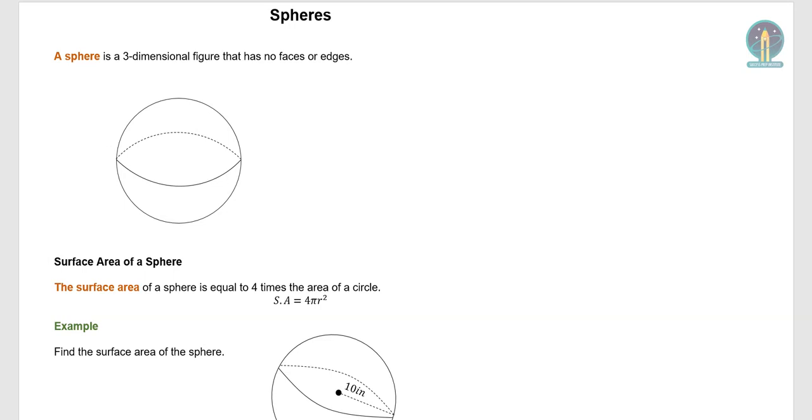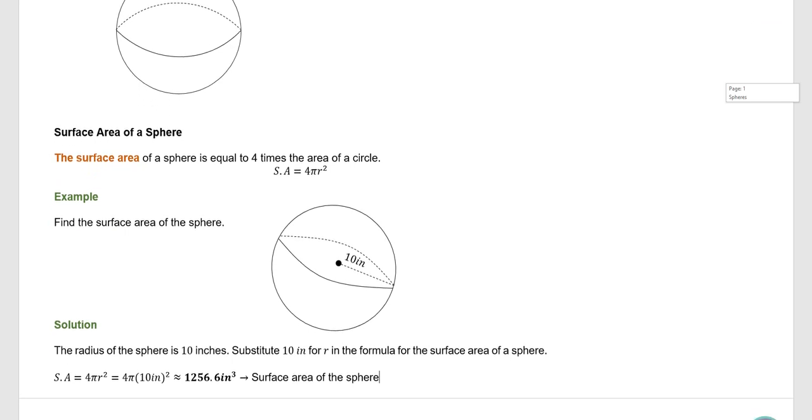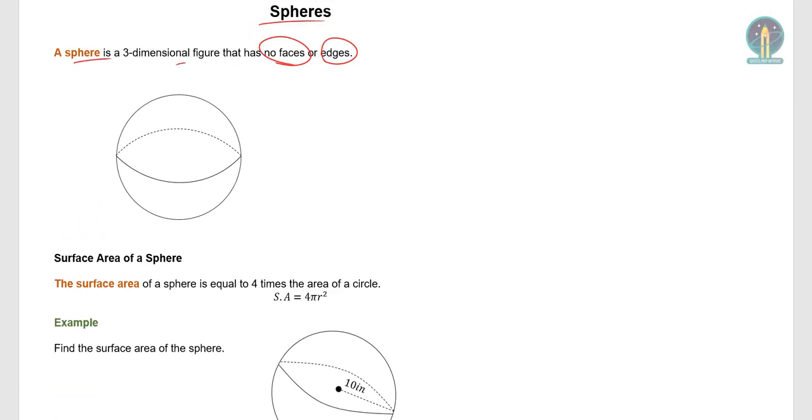Okay, in this concept we're going to talk about spheres. A sphere is a three-dimensional figure that has no faces and no edges. So it's quite a bit different from the other shapes that we've been discussing. It's not a polyhedron. It doesn't even have faces that are made of polygons. It just has no faces, period, and no edges.